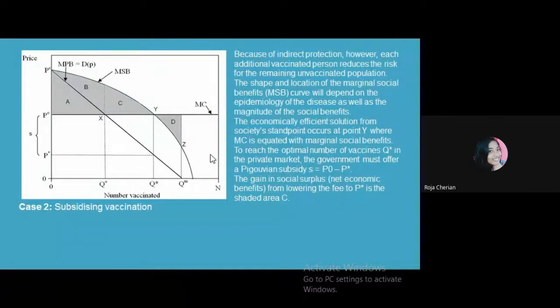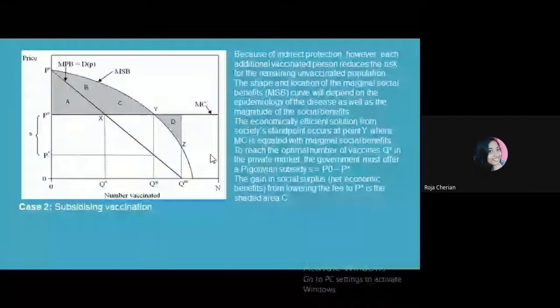Because of indirect protection, each additional vaccinated person reduces the risk for the remaining unvaccinated population. So here, to reach the optimal number of vaccinations, that is Q star, in the private market, the government must offer a piggyback subsidy. Piggyback subsidy means a subsidy that is used to encourage behavior that has a positive effect on others who are not involved. Here, the piggyback subsidy is S equal to P0 minus P star. From lowering the fee to P star, net economic benefit occurs in the area between point X and point Y, that is the shaded area C in the figure.